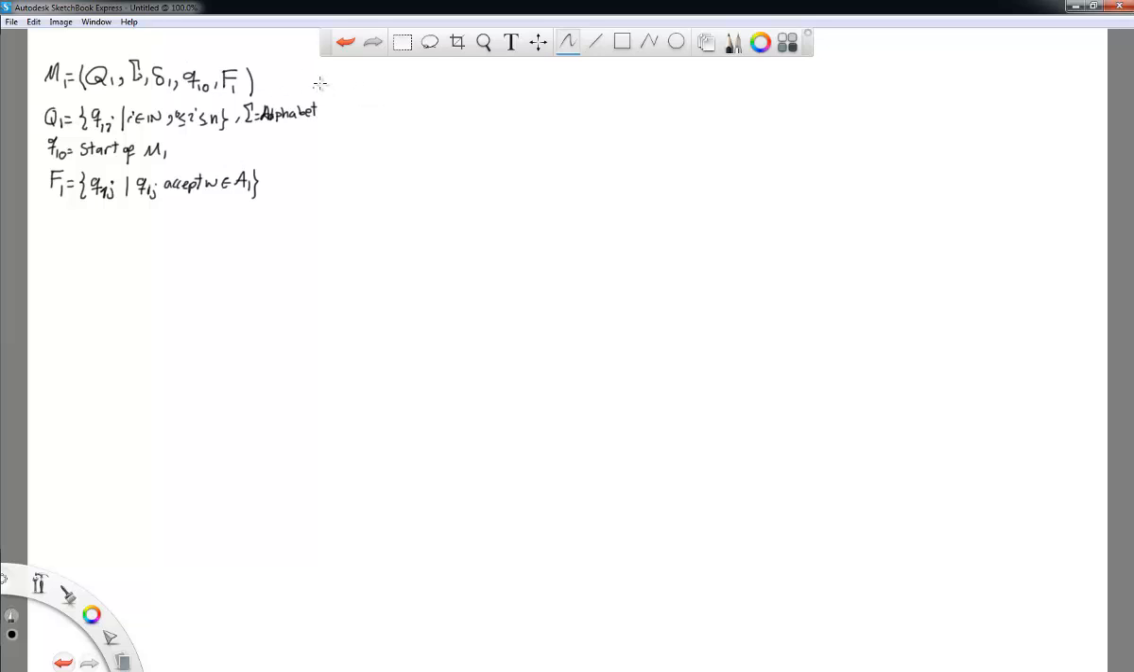Okay, so that's my first automaton, and then automaton M sub 2 is another 5-tuple: Q sub 2, sigma, delta sub 2, Q sub 2 0, and F sub 2. And basically again, Q sub 2 is a set of Q sub 2 comma i, such that i is between 0 and, let's say, m this time. Sigma is my alphabet.